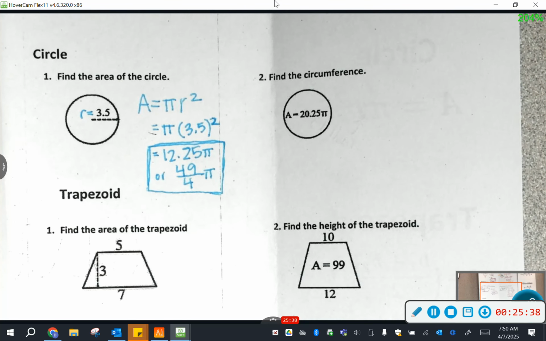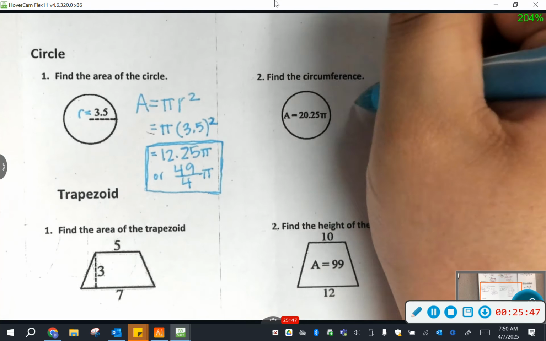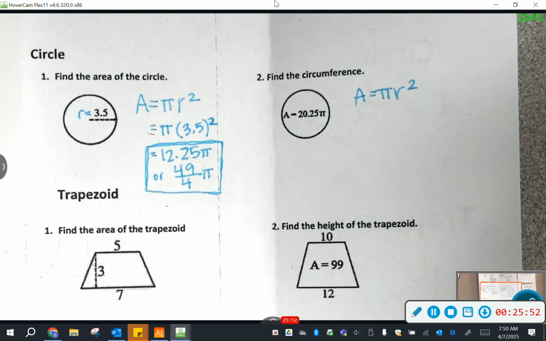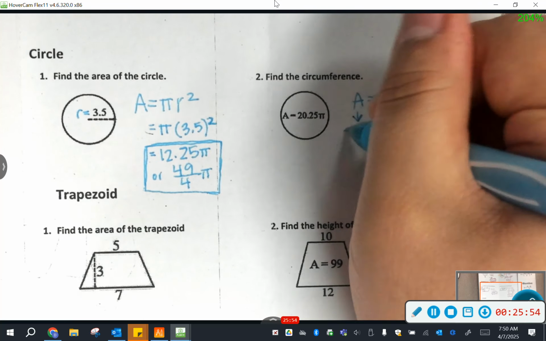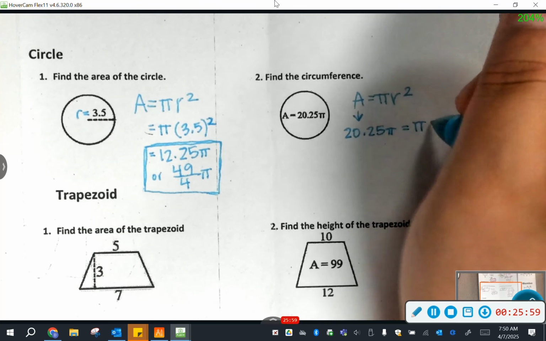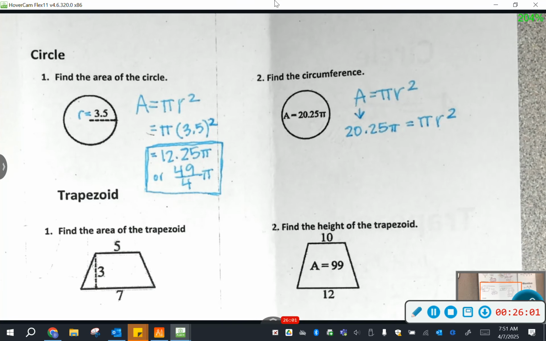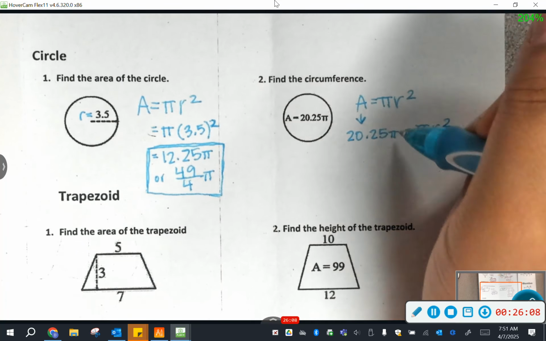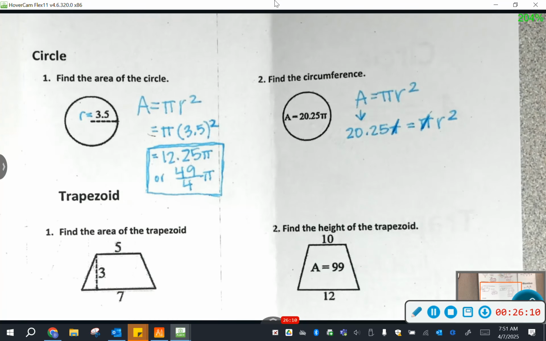What if I want to work backwards? What if I tell you, here's the area, find the circumference? So area is pi r squared. I know my A is 20.25 pi. How do I get my R by itself? The pi's cancel out. If you have one on one side and one on the other, you can cross them out.